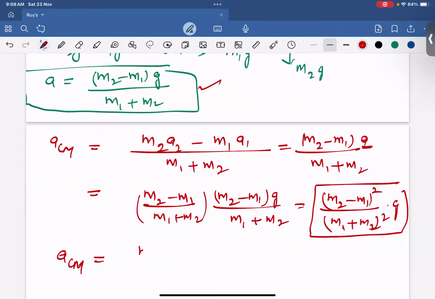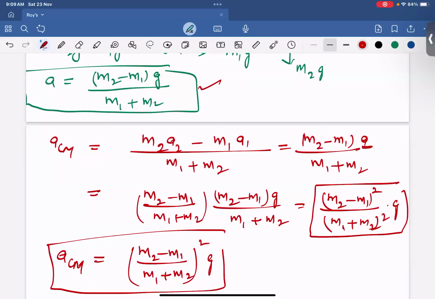If you write it like this also, that is correct: M2 minus M1 divided by M1 plus M2, whole square, into G. Let's complete it, Neil. Yes, sir.